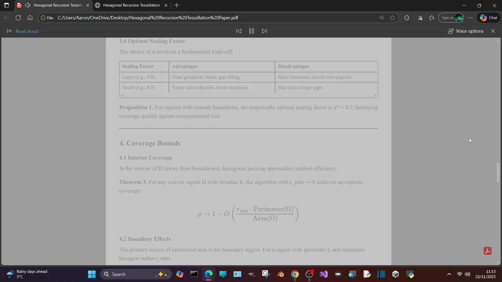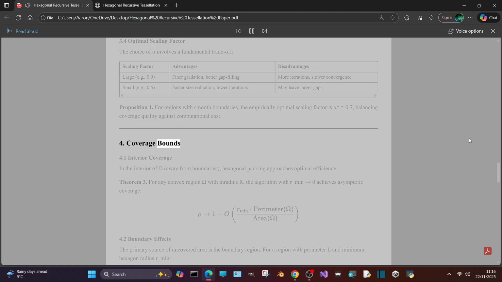3.4 Optimal scaling factor. The choice of alpha involves a fundamental trade-off. A large scaling factor, e.g., 0.9, gives finer gradation and better gap filling, but needs more iterations and converges slower. A small one, e.g., 0.5, gives faster size reduction and fewer iterations, but may leave larger gaps. Proposition 1. For regions with smooth boundaries, the empirically optimal scaling factor is alpha* ≈ 0.7, balancing coverage quality against computational cost.